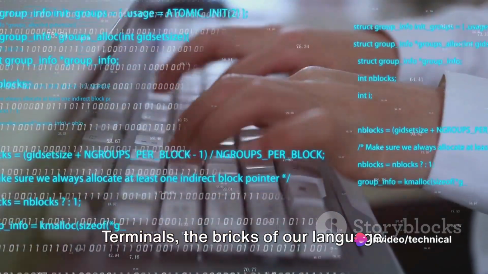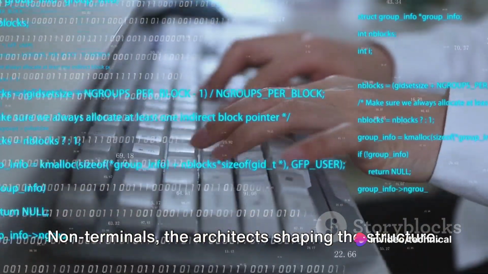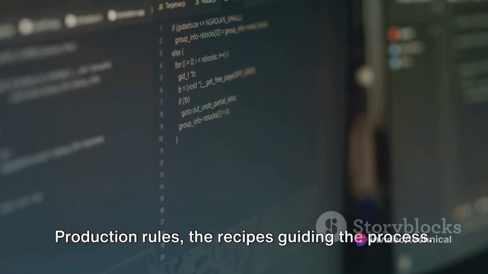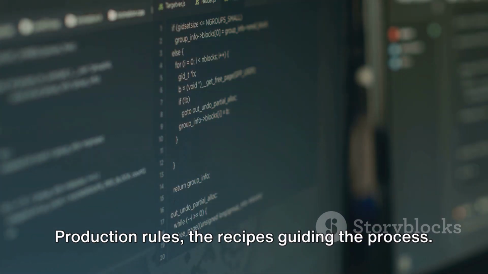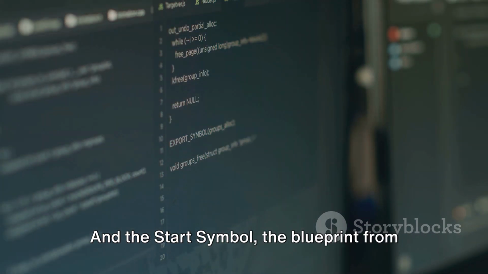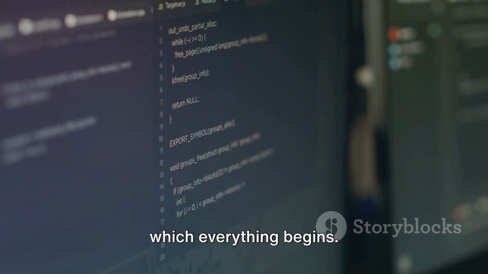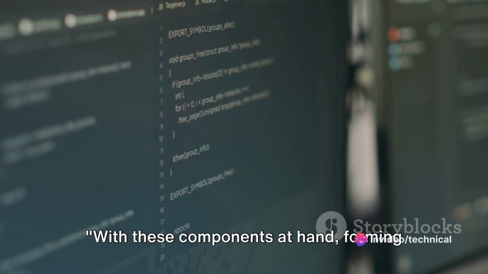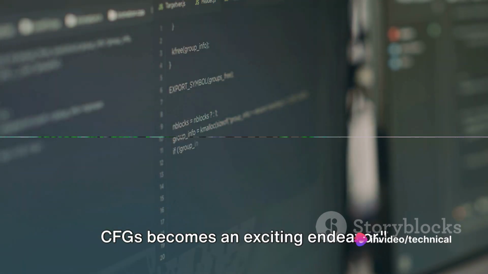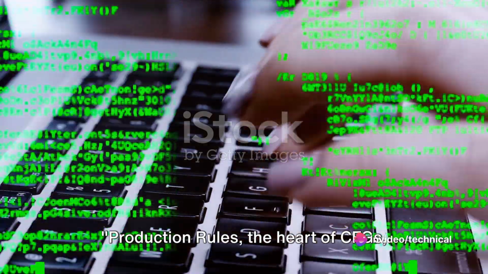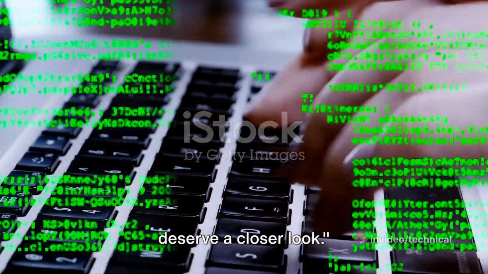Terminals, the bricks of our language; non-terminals, the architects shaping the structure; production rules, the recipes guiding the process; and the start symbol, the blueprint from which everything begins. With these components at hand, forming CFGs becomes an exciting endeavor. Production rules, the heart of CFGs, deserve a closer look.